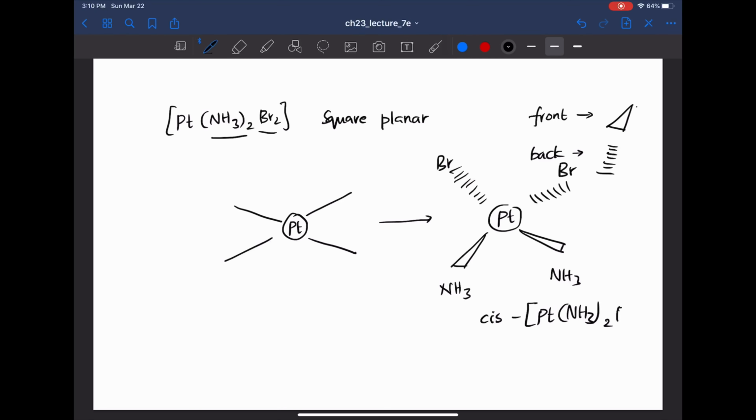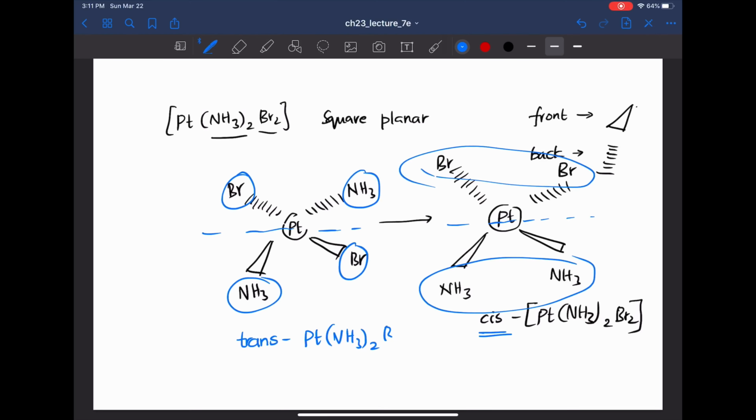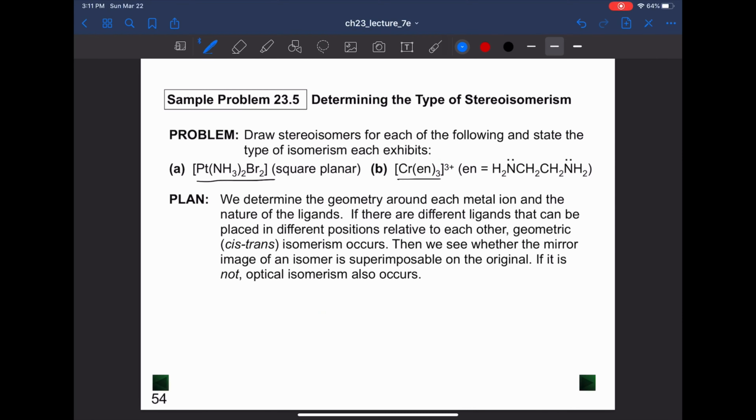Pt(NH3)2Br2. The trans structure for this would be where NH3 is in the front and Br is in the back. You have NH3 on the back and you have Br. So notice that here both NH3s are on the same side, Br is on the back side. So this is an example of a cis isomer. Here NH3 and Br are on the opposite side. So that's fine, because we are considering this axis, so this becomes a trans Pt(NH3)2Br2. So this is the structural conditions.